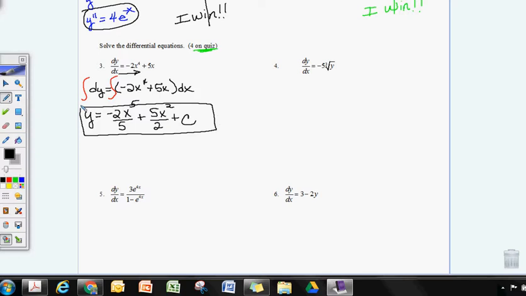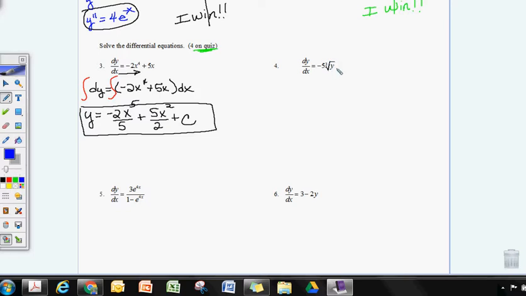Ta-da! And we're done. The one thing I would say is just make sure the negative sign is by the 2 out in front or down by the 5. I would take it either way. So moving on then to the next problem.